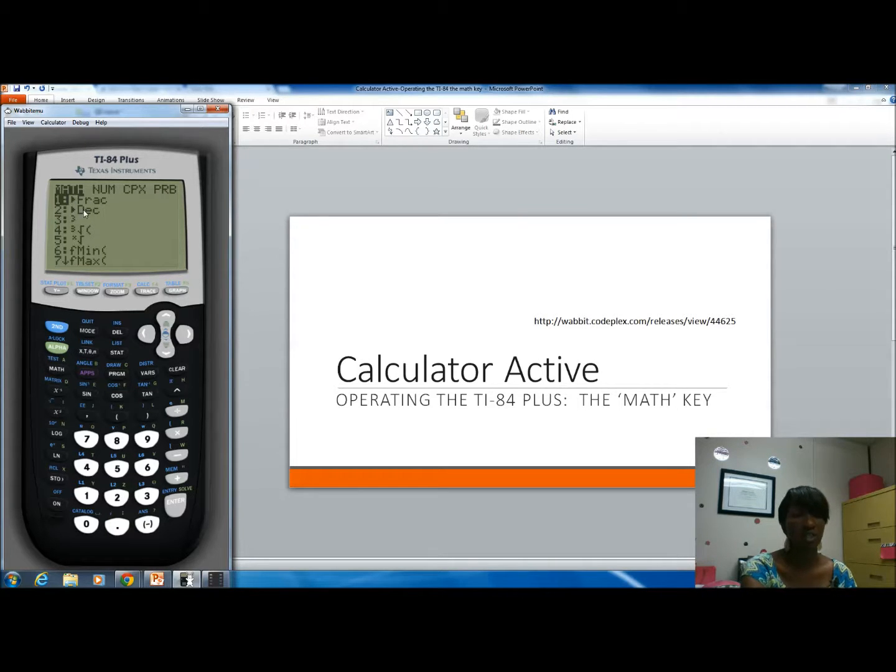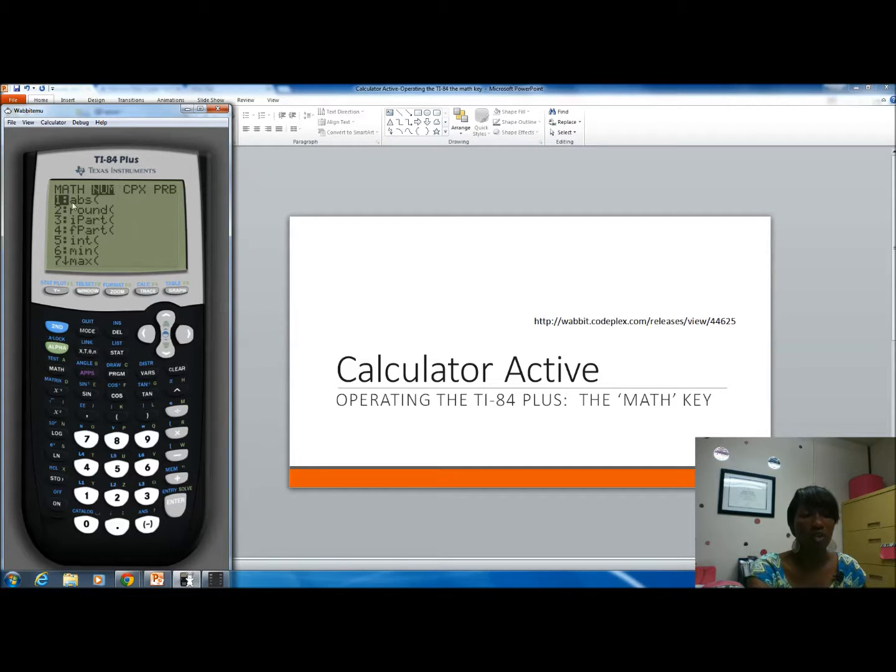We can change them to decimals. We can cube a number or raise it to the third power, take the cube root, and take an x root or an nth root by indicating what the root is that we want to take. We arrow down, and I'm just going over some of the most commonly used features here on the math key. So we'll look at those first.